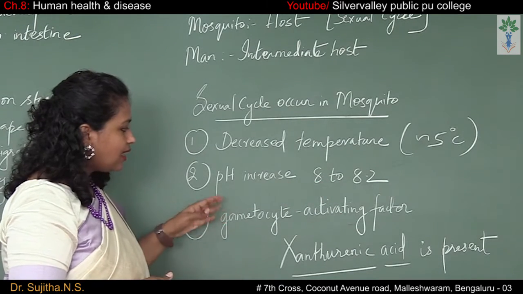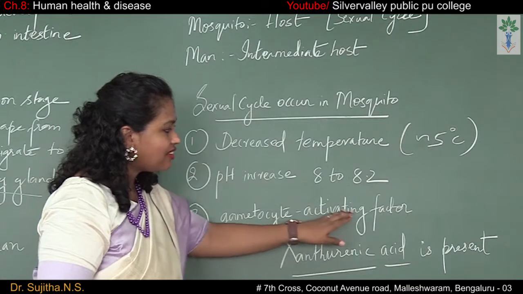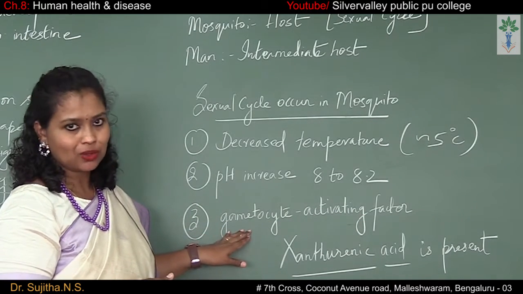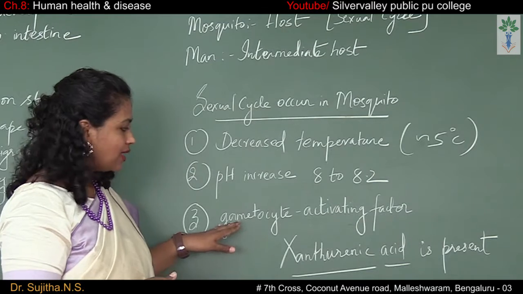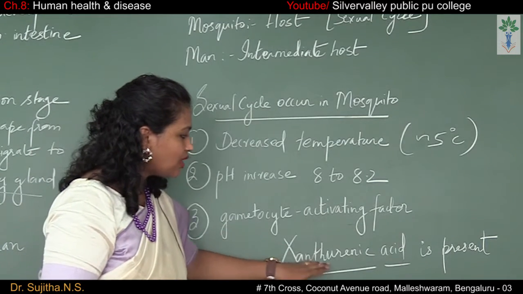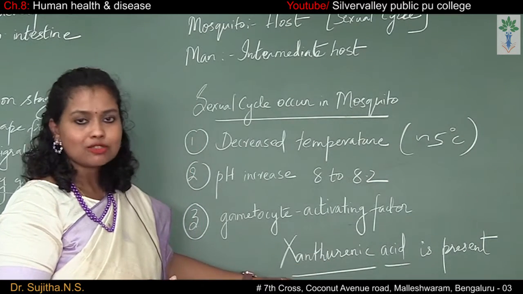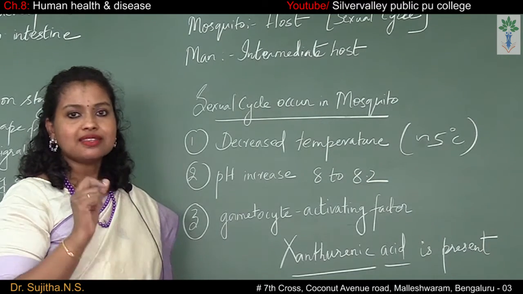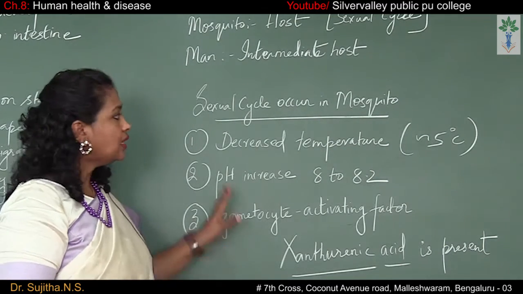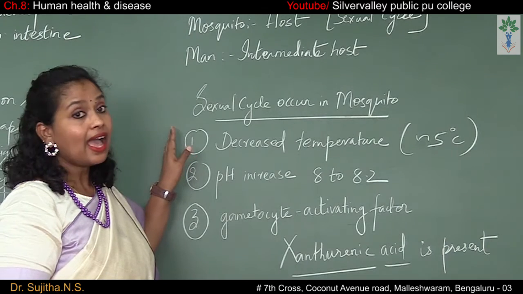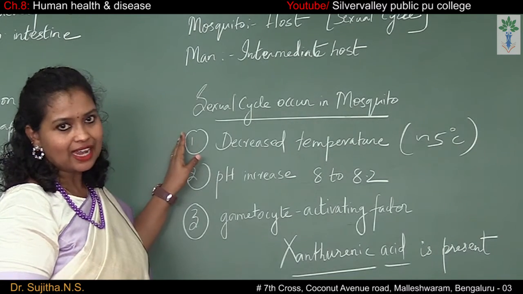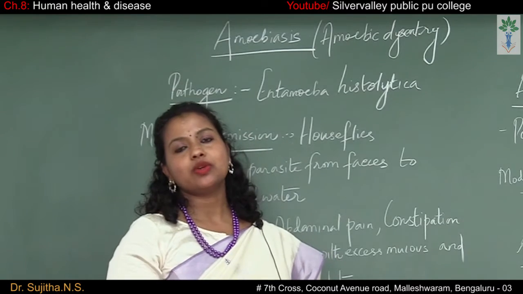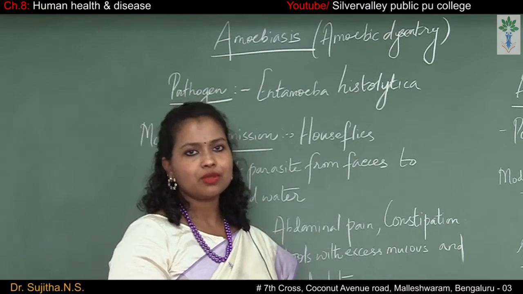And even the gametocyte activating factor is present only in the body of the mosquito. So what is the name of this factor? The name of this is xanthurenic acid. So this acid is also available only in the body of the mosquito. Therefore, the sexual cycle happens only inside the body of the mosquito, and therefore it is considered as the primary host.